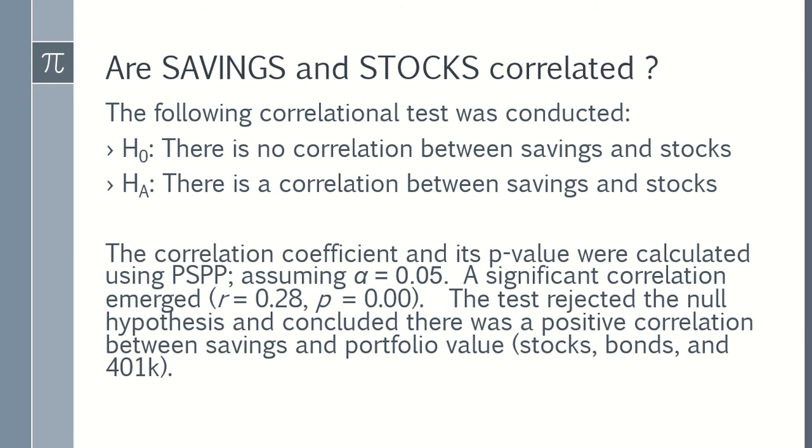Now, if we look at savings and stocks, are these variables correlated? The test rejects the null hypothesis, and here we conclude that there is a positive correlation between saving and portfolio value. We can see here that the p-value is lower than the significance level of 0.05, so we can reject the null. And chances are there is a positive relationship, even though this is quite a weak, well, not really weak, 0.2 is a decent correlation coefficient.